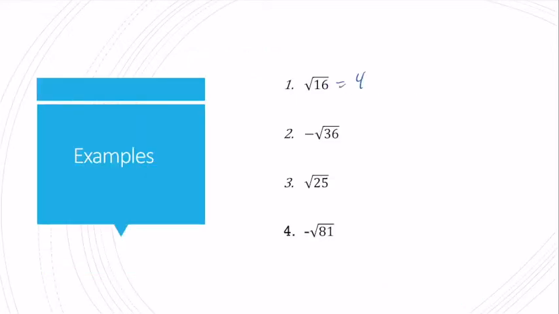Let's do some examples. The square root of 16 is 4. If I ask for the negative square root of 36, I simplify the square root of 36, right? That gives me negative 6. The square root of 25 is 5, as I said a bunch on the previous slide. And the negative square root of 81 is going to be negative 9.